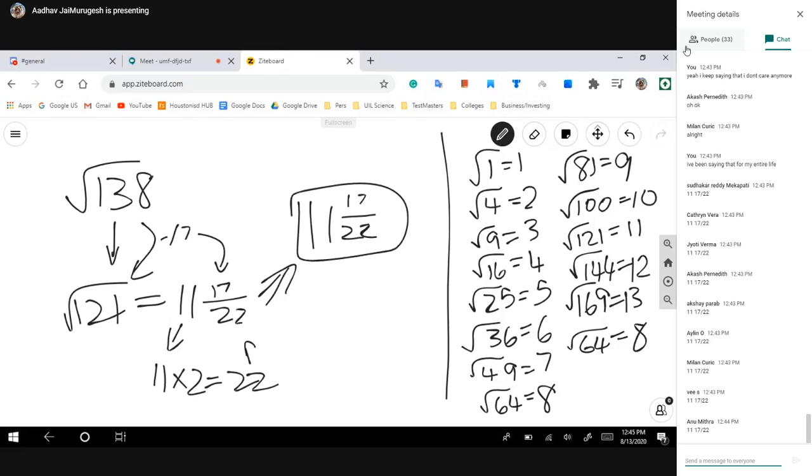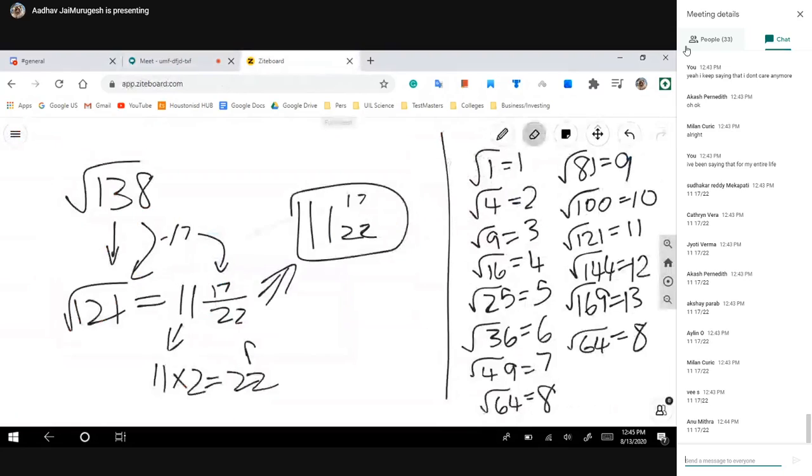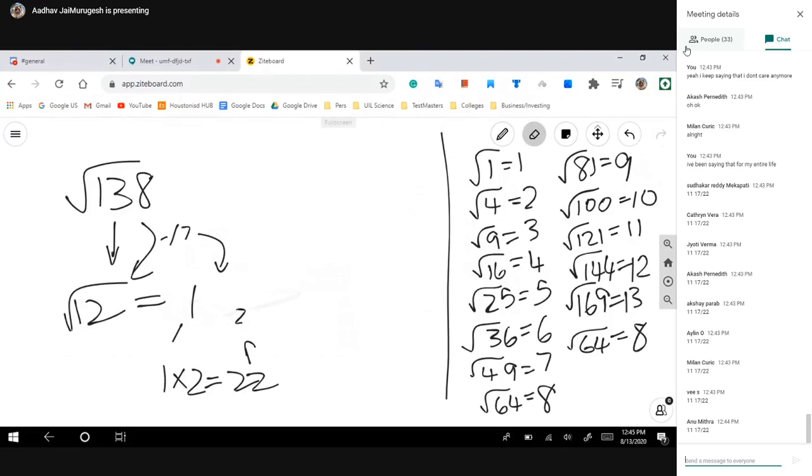Very good to those who got it right. It's completely okay if you got it wrong. You can always practice and get better. Now let's go on to our next practice problem.